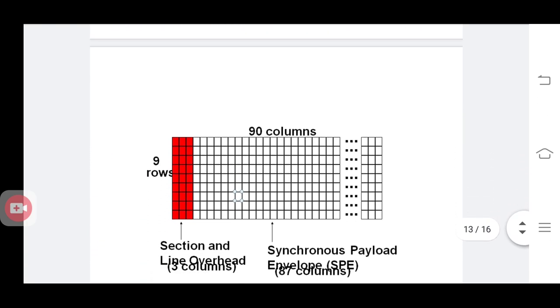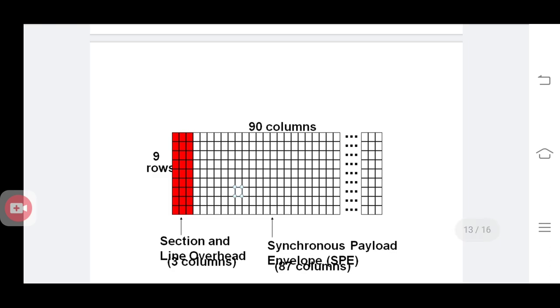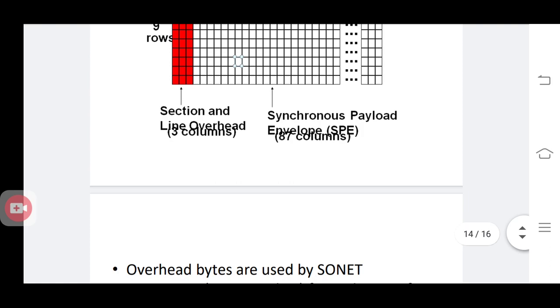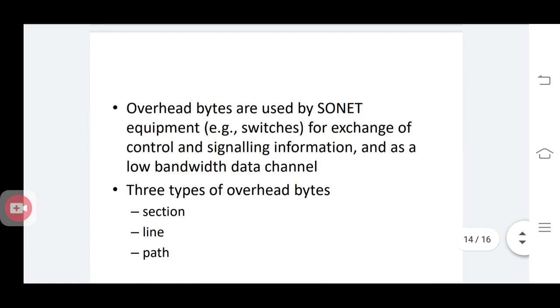So this is the structure of 9 rows and 90 columns, where the first 3 columns contain section and line overhead, and the remaining 87 contain the synchronous payload envelope, in which 86 columns are user data. These overhead bytes are used by the SONET equipment. Actually, there are 3 overhead types: section overhead, line overhead and path overhead. Section and line overhead are in the first 3 columns.